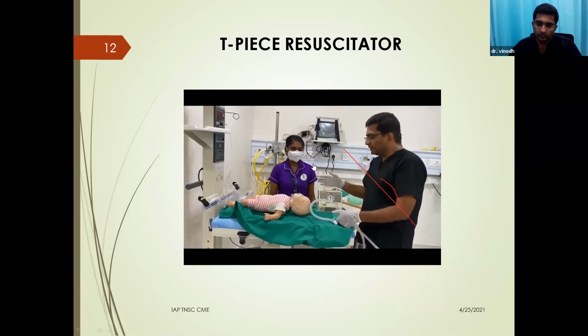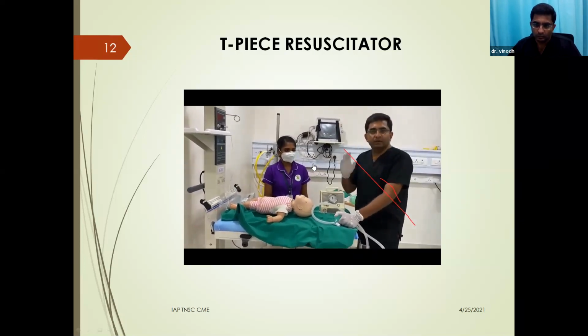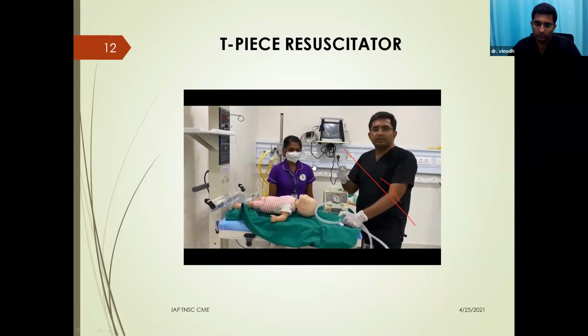Be it T-piece or self-inflating bag, whenever we give positive pressure ventilation, if you are giving it for more than 2 minutes, then it is desirable to decompress the stomach using a nasogastric tube and a 20 ml syringe.